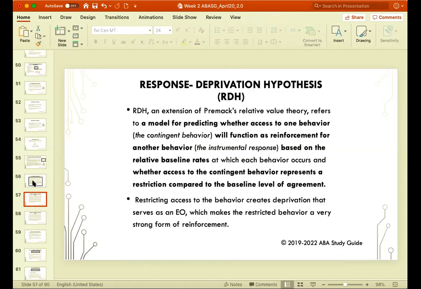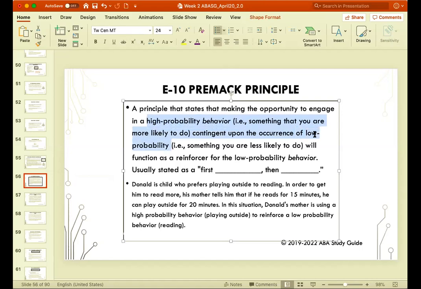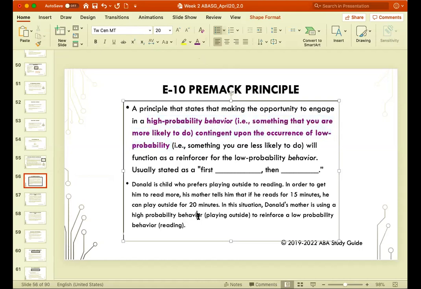What I'm trying to get at is it's not the skittle. The skittle is the reinforcer. The high probability behavior contingent upon the occurrence of the low probability behavior is the key to both Premack and RDH. The behavior, whether it's eating the ice cream, is what we're looking at, but we're not looking at the ice cream, which is the stimulus that's presented. That's just restating a rule. That's stating a reinforcing contingency.